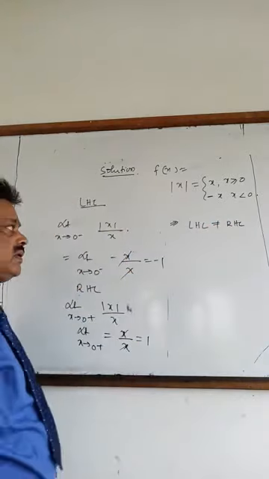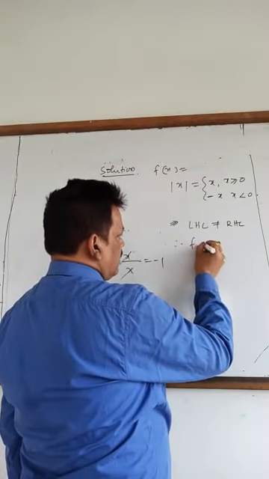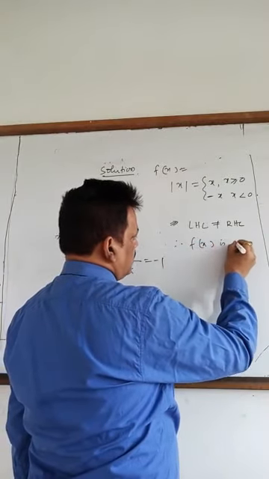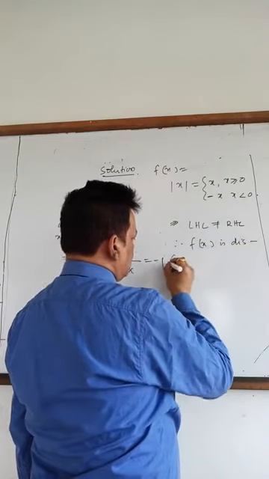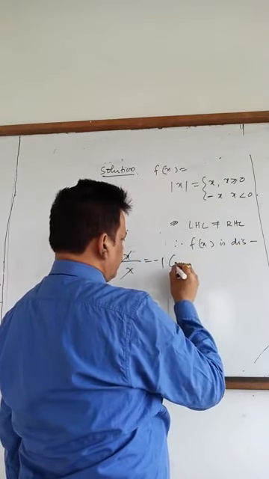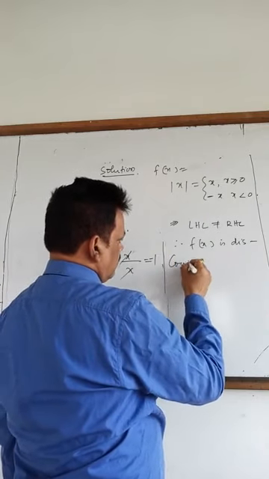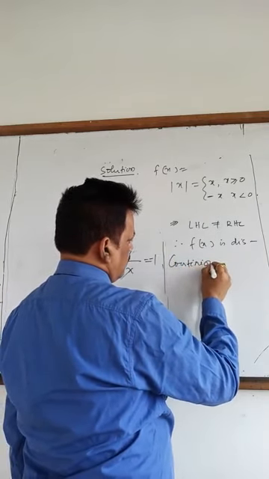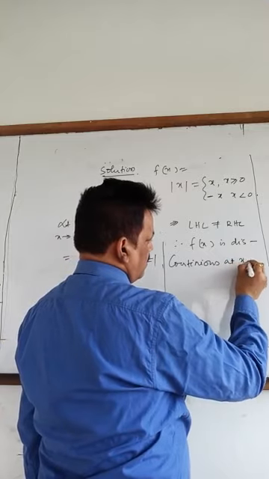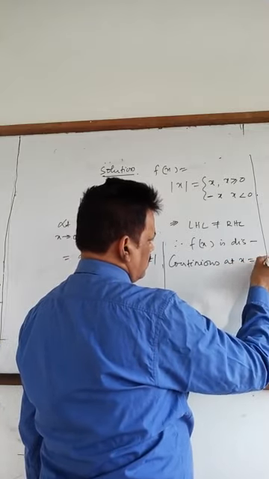So you can write here, left hand limit is not equal to right hand limit. So again you find f(x) is discontinuous at x equals 0.